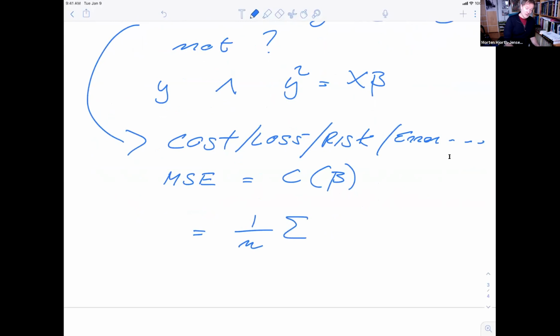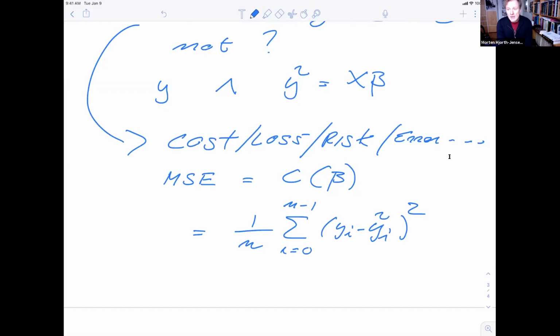It's a sample expected value. So we don't have a probability. We are hoping that this mean squared error is close, if you have the probability distribution, to the true mean squared error. But we don't know that. So we are going to have a sum over i equals 0 to n minus 1, all the data points. And then we simply take y minus the model which we have, and then we square it. That's the mean squared error.